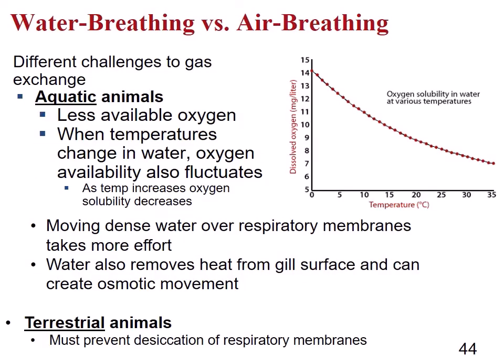If we think about the difference between breathing in water and breathing in air, obviously we would have a big problem breathing in water because we've not evolved to do that. But broadly speaking, aquatic animals and air-breathing animals have different challenges. Aquatic animals have less available oxygen than air-breathing animals. And when the temperature changes in the water, the oxygen availability also is going to change. If you fish, you know that you're going to find different fish in warm water and cool water, and that warm water is just really not as hopping because warm water doesn't have as much oxygen availability.